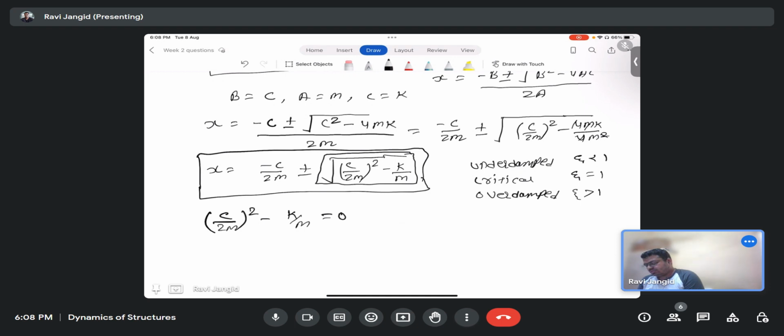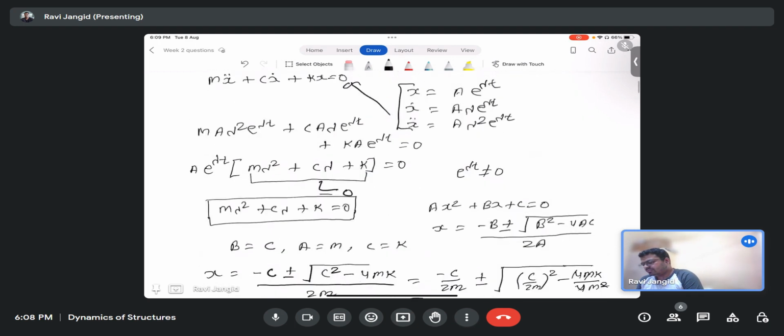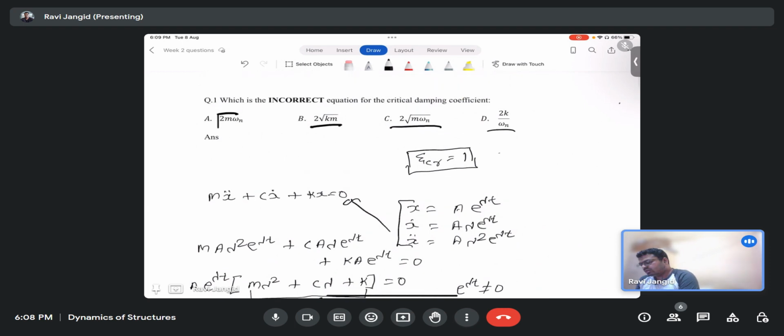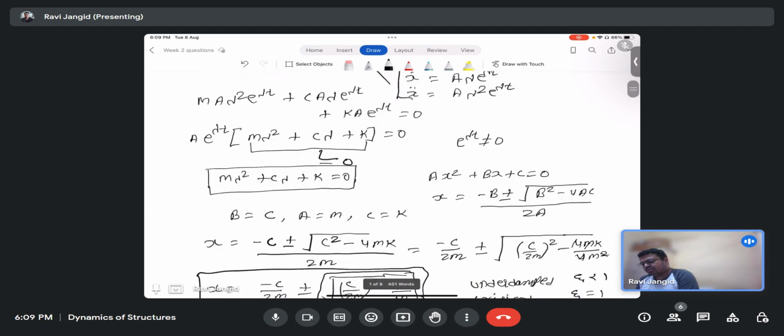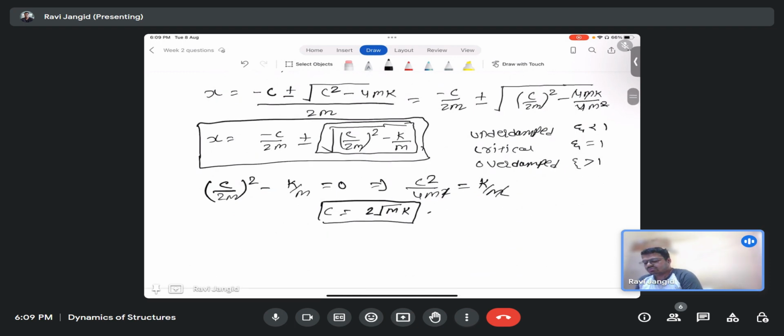Okay, so if I put that in, the equation will become, you can solve it further, c square by 4m square is equal to k by m, the m will cancel out, so my c will become 2 under root mk. So one expression is this, 2 under root mk. Okay, so that is correct. This is option b. Is there any other option where I can put this in another form?